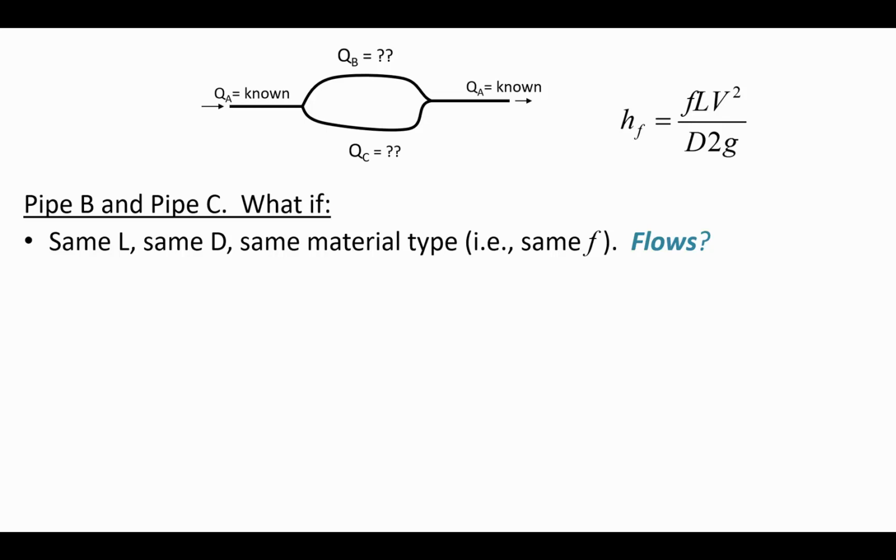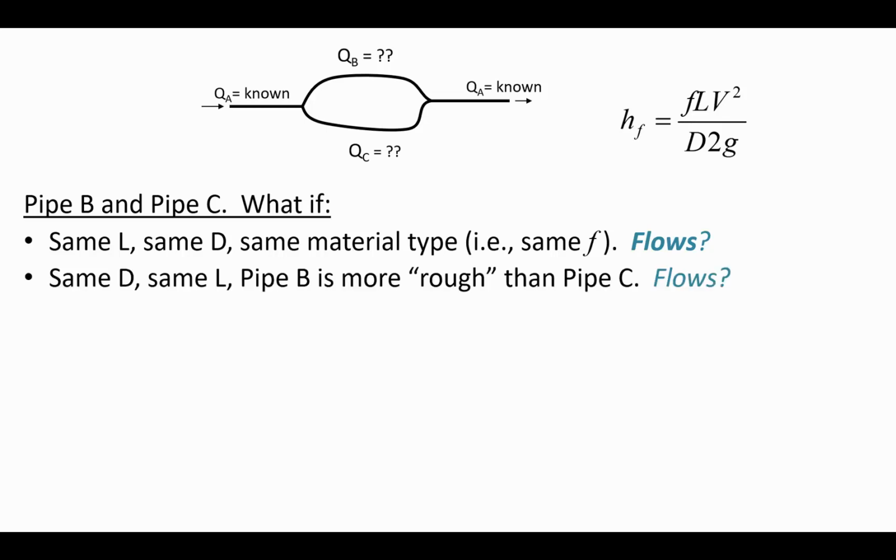Exactly right. There wouldn't be any reason for more flow to go through pipe B versus C. If they have the same characteristics, there's no reason for there to be more flow going through one versus the other. So it'd be the same.